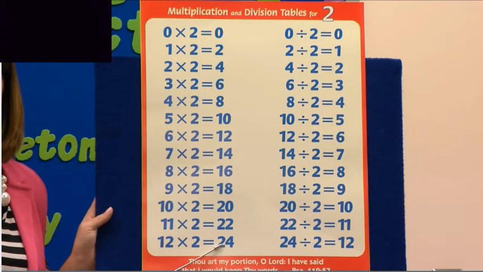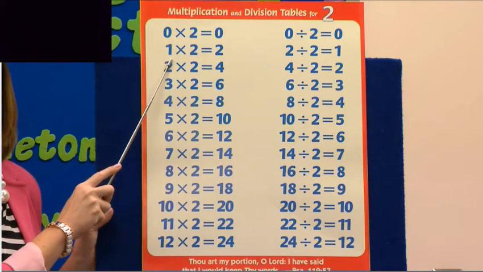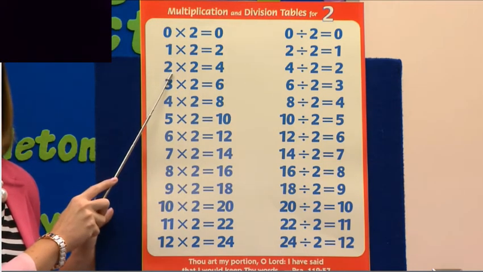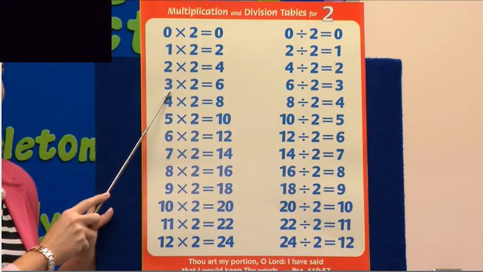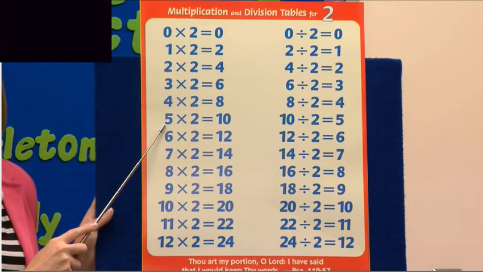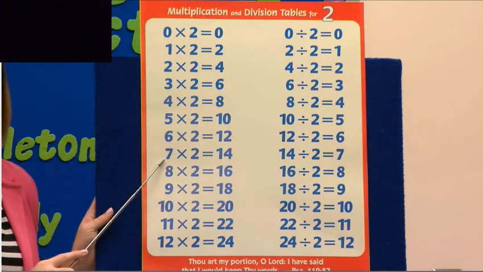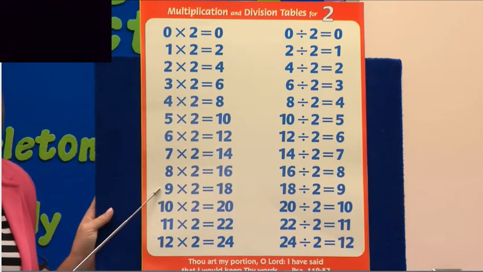Let's all say these together. Ready? Begin. 0 times 2 equals 0. 1 times 2 equals 2. 2 times 2 equals 4. 3 times 2 equals 6. 4 times 2 equals 8. 5 times 2 equals 10. 6 times 2 equals 12. 7 times 2 equals 14. 8 times 2 equals 16. 9 times 2 equals 18. 10 times 2 equals 20. 11 times 2 equals 22. 12 times 2 equals 24.